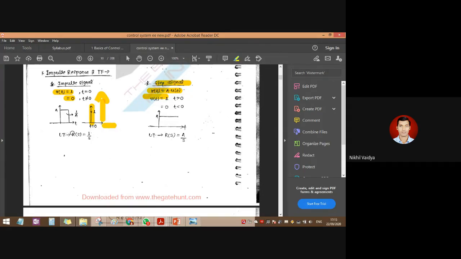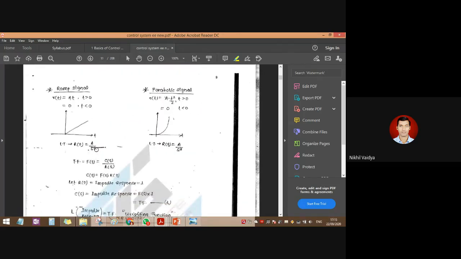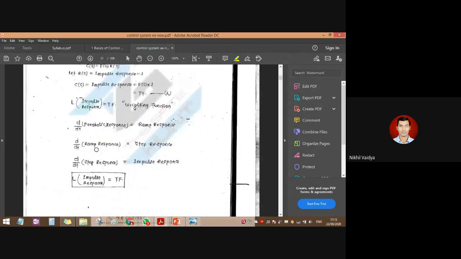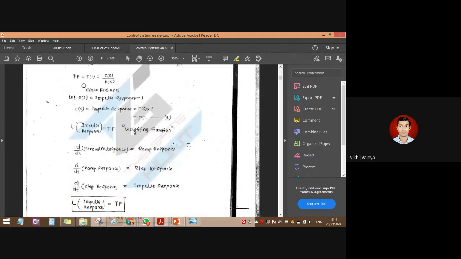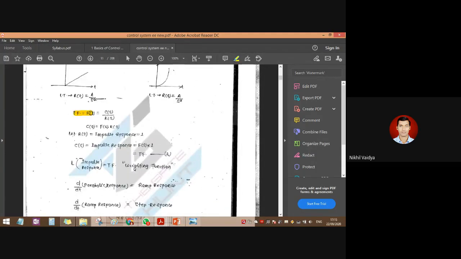Okay, and its Laplace transform is what? 1 upon s. So the Laplace transform of 1 is 1 upon s. And the main important thing we had discussed is that all these parameters are related to each other like this. So F of s, our transfer function, is equal to C of s upon R of s, Laplace of output upon Laplace of input. So C of s is equal to F of s into R of s.